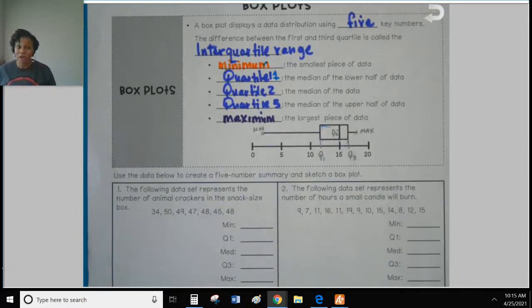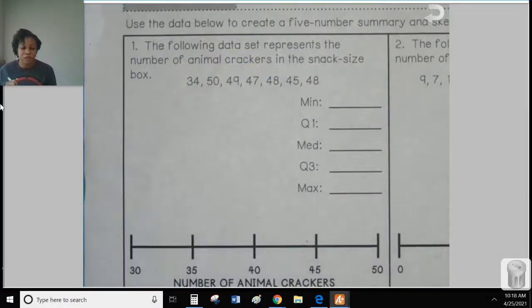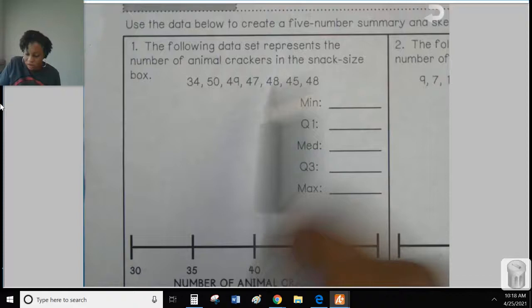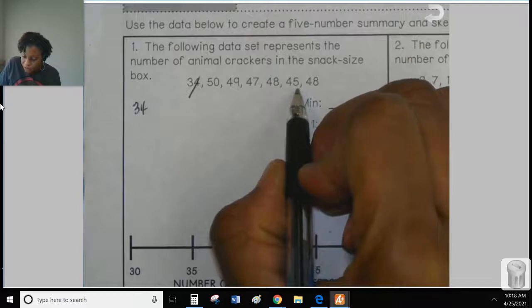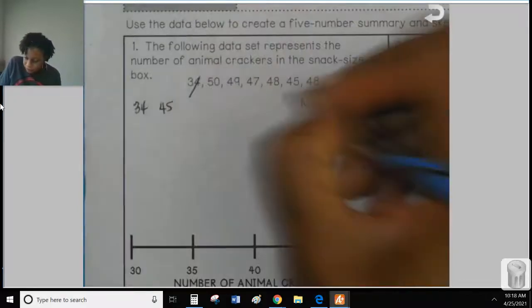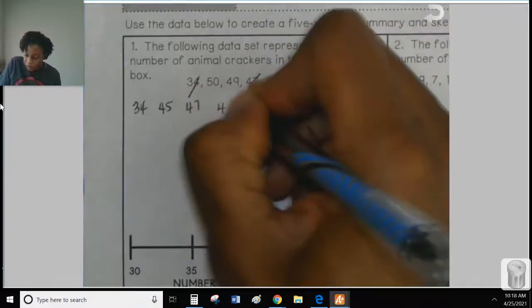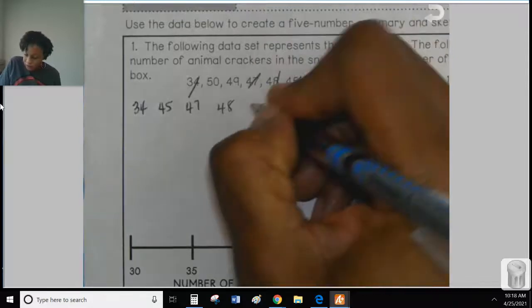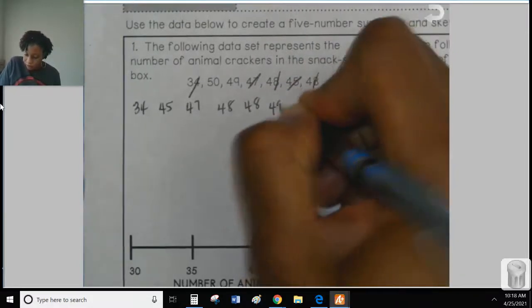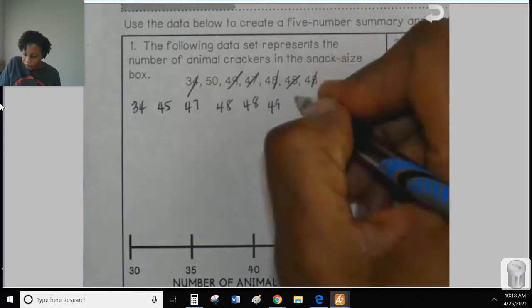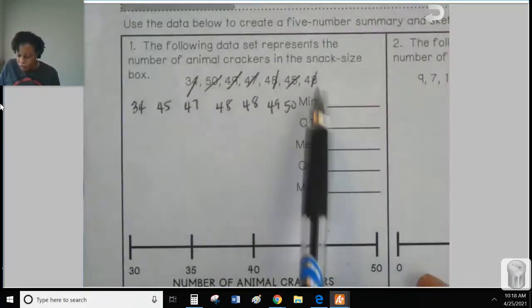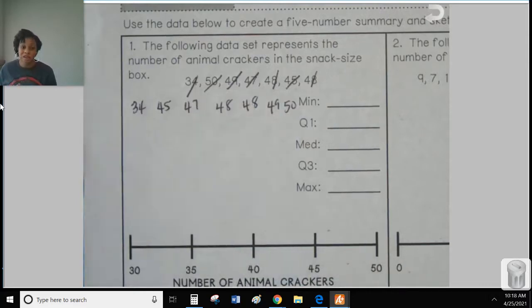So I know this is a lot of vocabulary, but let's jump right in and figure out how to create one. The first thing we want to do is put our numbers in order from least to greatest. So I'm looking at my data and looks like the smallest is going to be 34. Then I have some 40s. I have 45, I have 47, 48 twice, 49. I have 50. So notice how I cross out my numbers to make sure that I've gotten everything that I need.